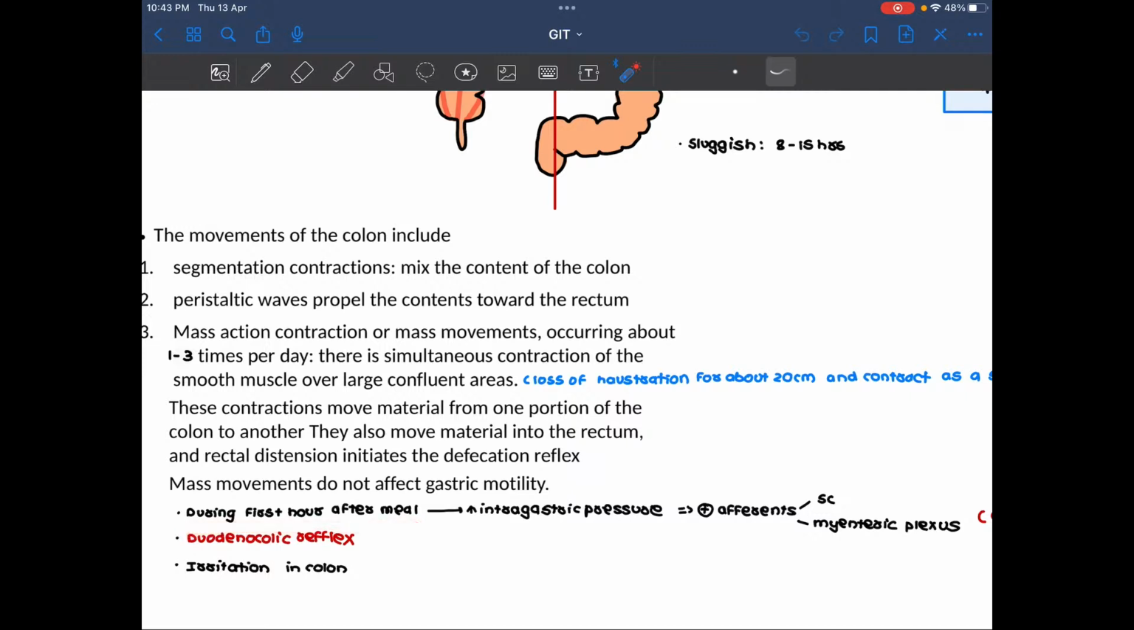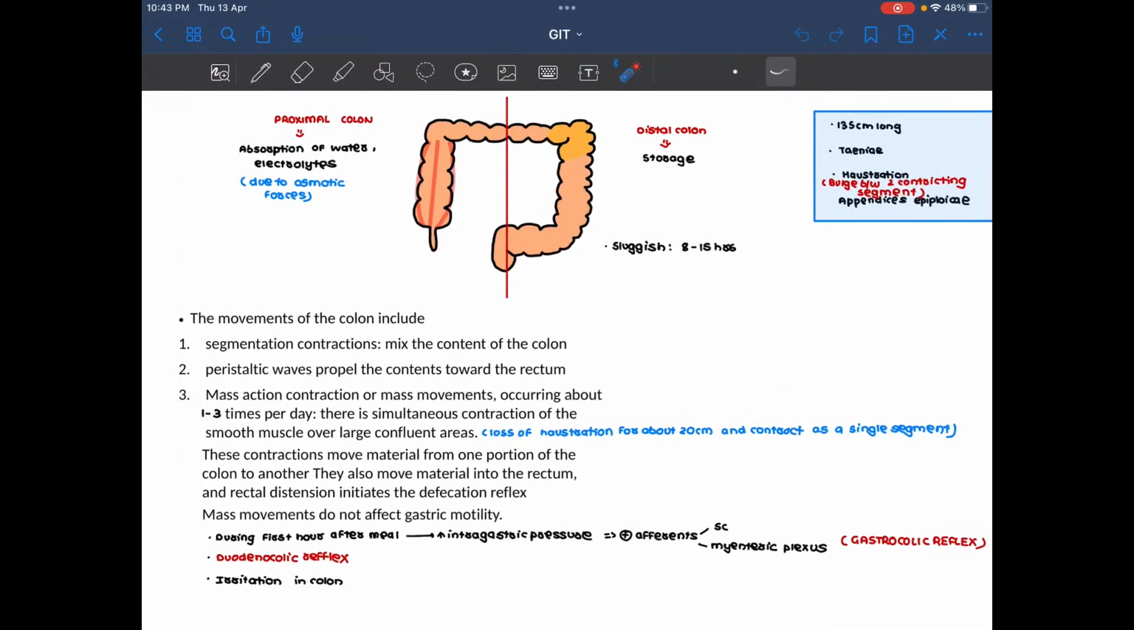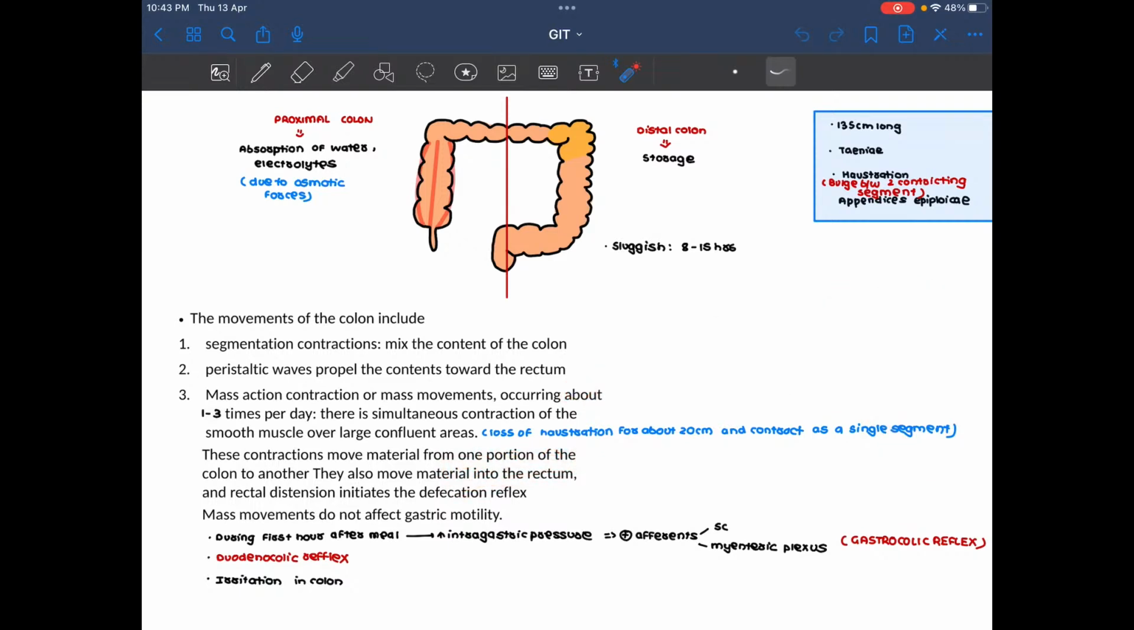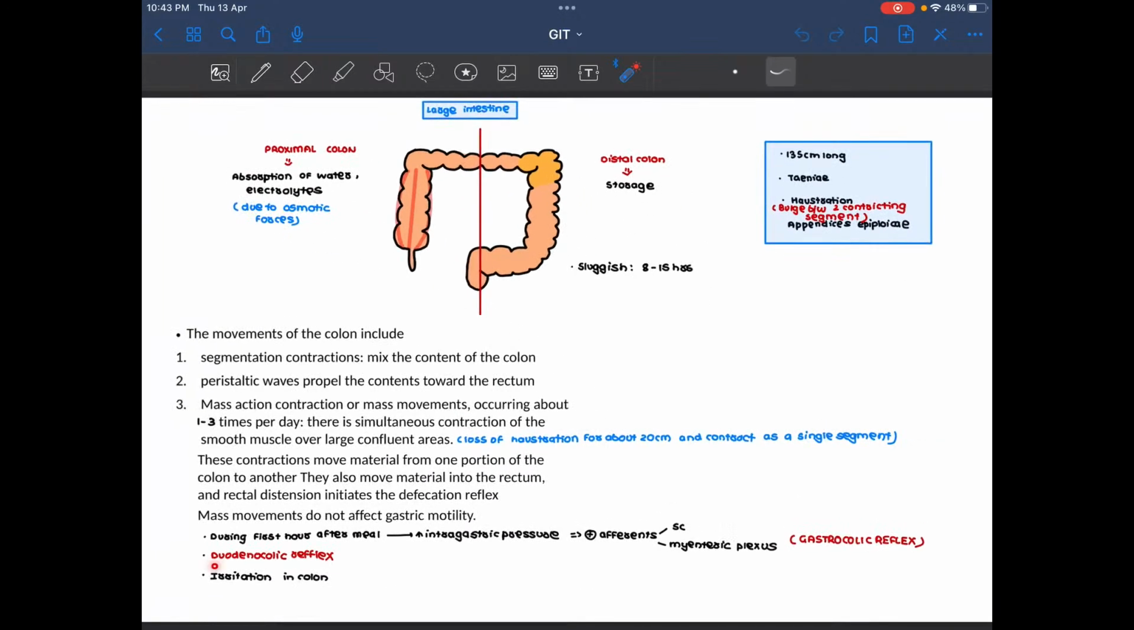Okay, during the first hour of the meal, whenever you consume something, you're going to have an increase in the intragastric pressure because the bolus has come into the stomach and the pressure is increasing. What that's going to do is stimulate some afferents and activate your spinal cord as well as your myenteric plexus. And through that, you're going to generate what are known as mass movements. Okay, so why are they 1 to 3 times a day? Because we basically consume about 3 major meals. So whenever these major meals are consumed, we're going to have the gastrocolic reflex, through which the bolus or whatever feces is there is going to transfer and deposit itself into the rectum for defecation. Okay. So the duodenocolic reflex and your gastrocolic reflex are mainly responsible for your mass movements.